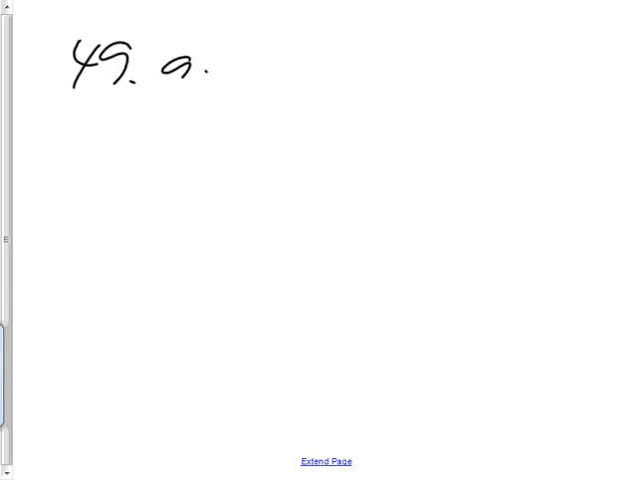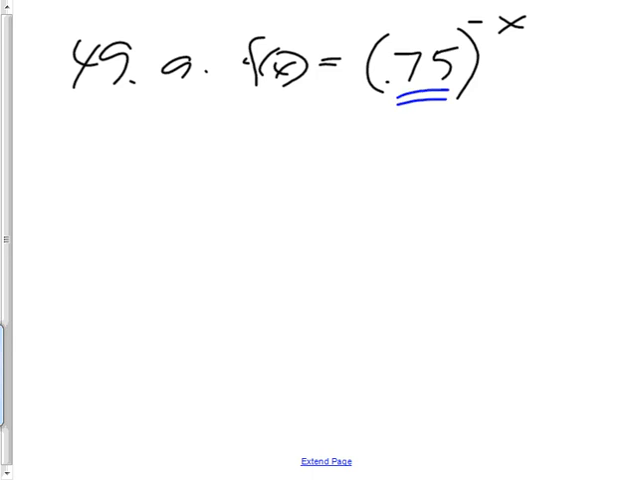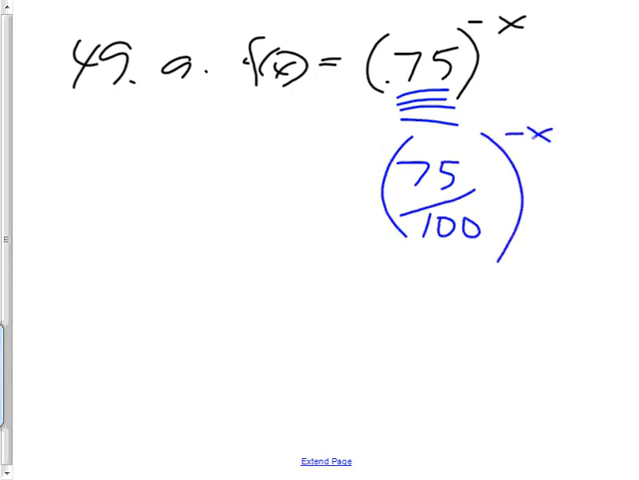But here's the trick on it. Part A, it looks to me like it's going to be decay because it says f of x equals a decimal to a power. But it's 0.75 to the negative, that's the double twist there, x. Now think about that. This looked like it was decay, right? Because 0.75 is like 75 over 100. Some of you have gotten distracted. Get back to me, please. Everybody, focus.